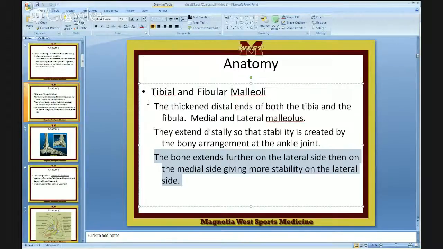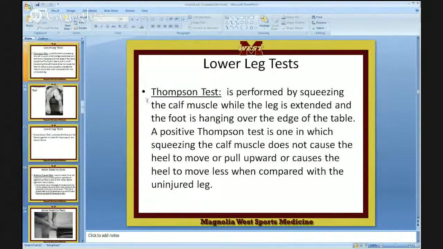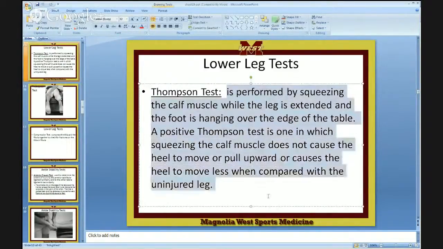Let's go to slide number 13. Slide 13. It's a lower leg test. Obviously, this is performed by squeezing the calf muscle. It is not a compression test. It is the Thompson test. You will have the option of compression test on your tester. All right, let's go to number 15.